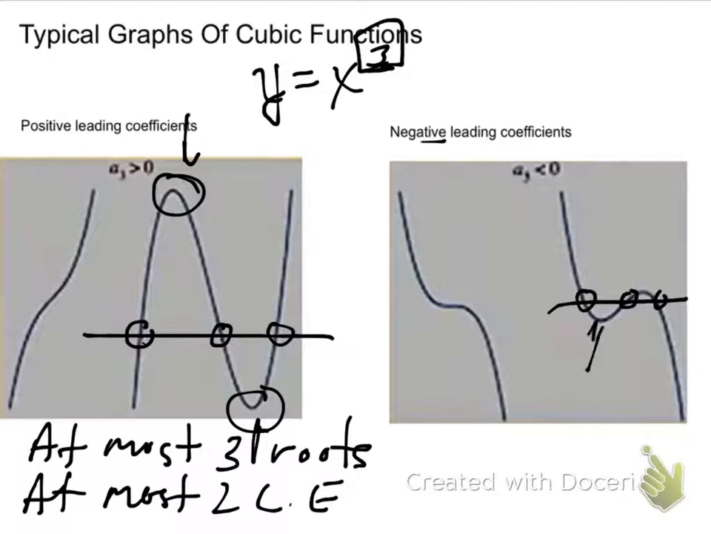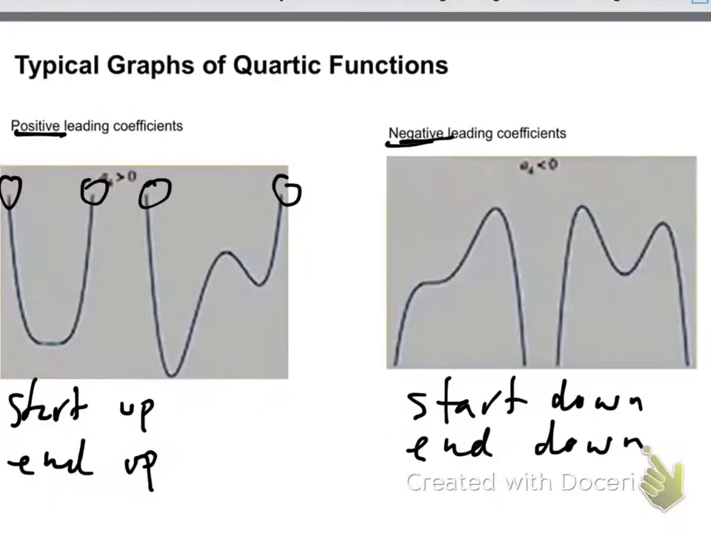Same thing here. I have at most 3 roots, but notice I have a local minimum, here's a local maximum, so I have 2. We will see if this will hold true. Will this pattern hold true with the quartic functions?